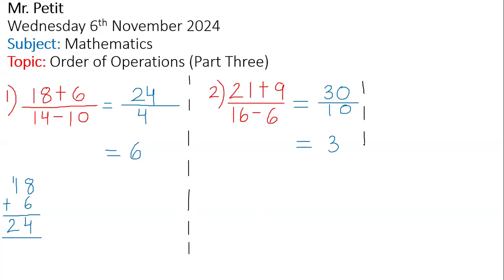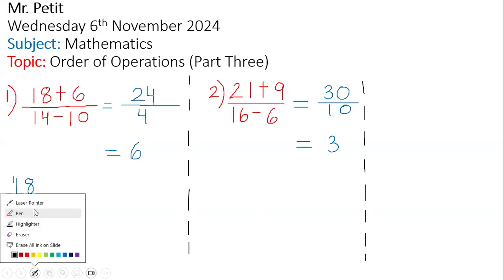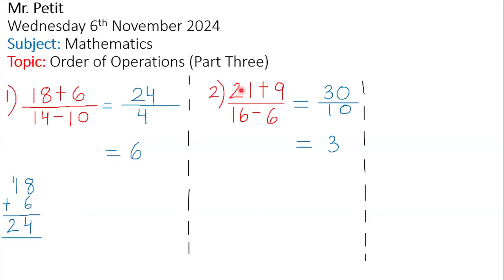Okay, so here's the deal. What we do here is that the first thing we do is add the numerator, 21 plus 9, that gives you 30. And then you have 16 minus 6, that gives you 10. Then you divide 30 by 10, and that gives you 3. And that's how we get our answer. All right, let's do another one.